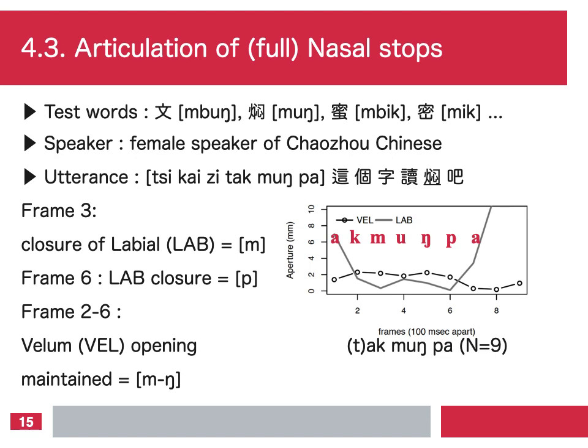Now, let's move on to the result from Chaozhou Chinese. This panel shows the result for full nasal stop. At frames 3 and 6, labial closure is maintained. On the other hand, velum is wide open throughout frames 2 to 6 for the 2 nasal stops, m and ŋ.